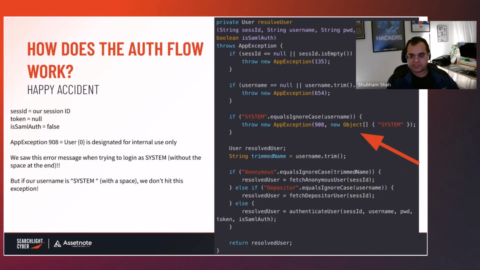One of the first functions that the authentication flow would hit was resolve user. In this case, sesID was our session ID, which is unauthenticated, token was null, and isSAMLAuth was false. We can see that if we just tried to log in with system without a space, we would get that same error message that we got earlier, which is that the user is designated for internal use only. But if our username was system with the space, we don't actually hit this exception. We end up going further into the function flow.